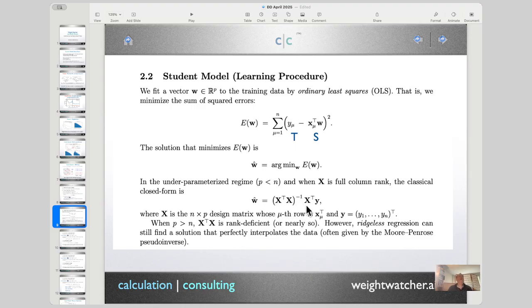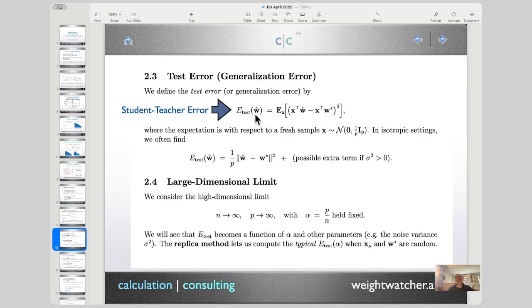I had this massive pseudo-inverse problem that I had to solve. This is literally what you did in industry. So you set the problem up like this. And then the question is, you want to compute the test error.